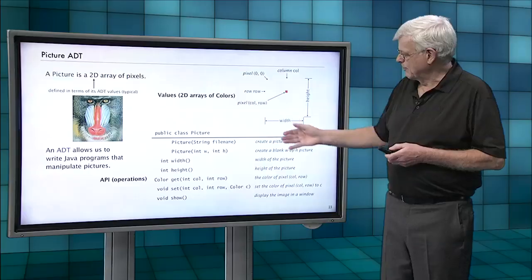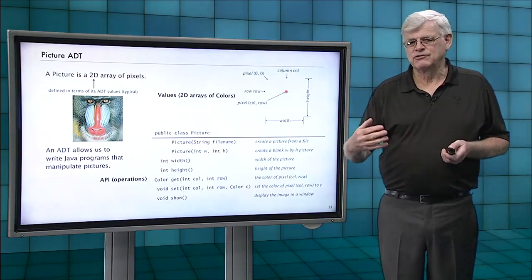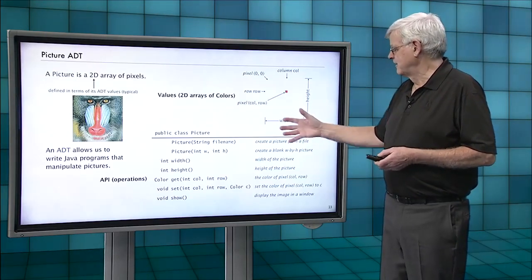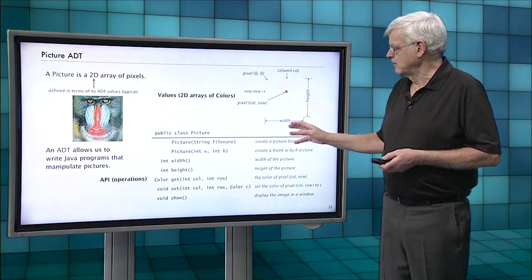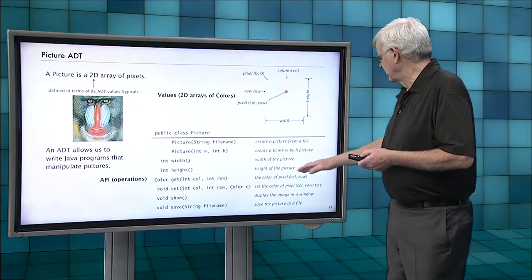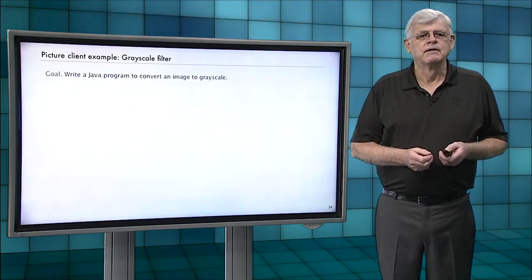There's also a method in standard draw to display pictures, but this just displays the thing in a window. So those simple operations, again, we don't really care how the picture is represented and how the system gets these jobs done. We can work with pictures just using these very simple operations. And also we can save any picture that we've created back out to a file.